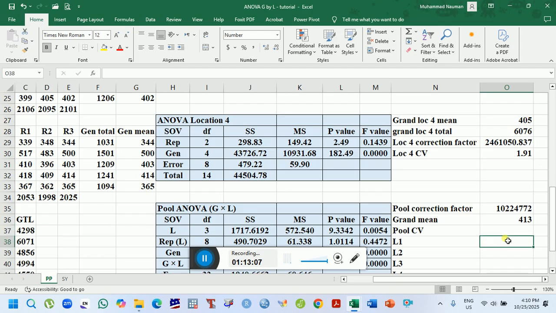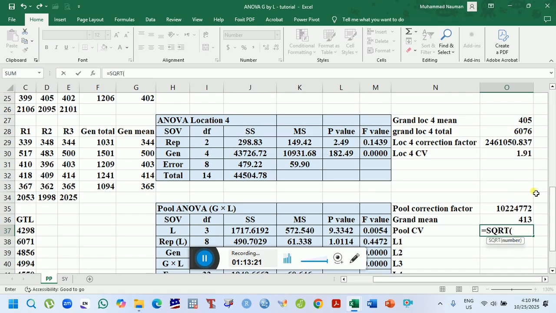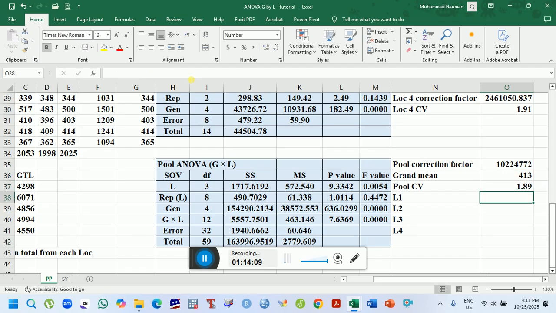For the whole CV, or CV for this ANOVA, it is equal to the square root of the main error term, which is the error mean square of this ANOVA. Put the error mean square in one bracket, divide by the grand mean, put this again in one bracket, and now multiply it by 100. It gives 1.89%.